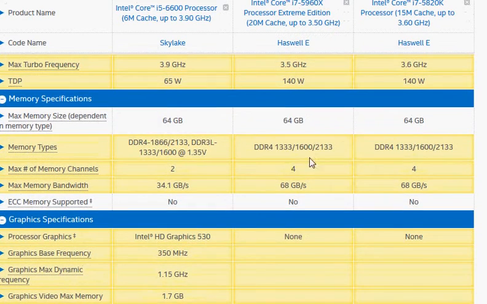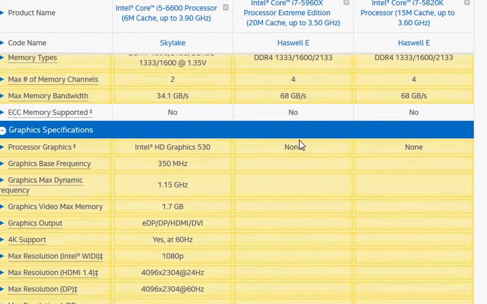A couple of other things: we have quad channel memory in Haswell-E and Skylake has two memory channels, which essentially doubles the max memory bandwidth from 34 gigabytes per second to 68 gigabytes per second. The Haswell-E also comes without integrated graphics, so you will have to buy another graphics card to make it run.